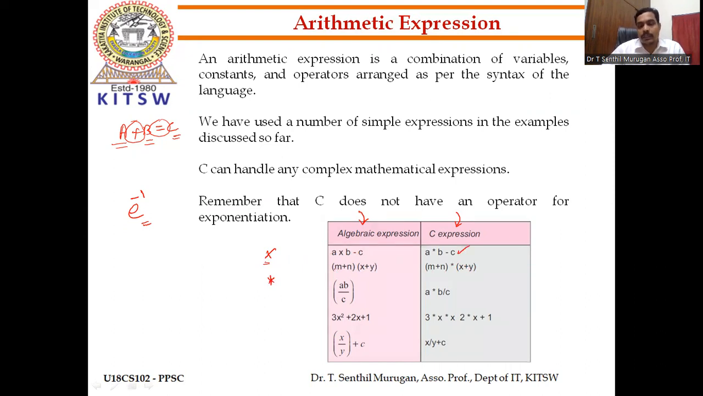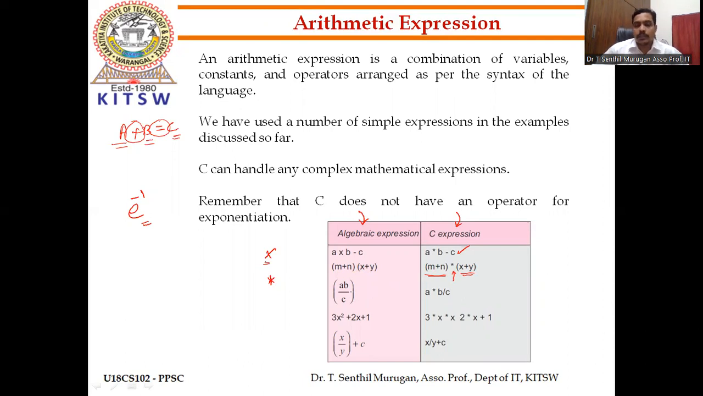In a normal algebraic expression, brackets are there, and if there is no symbol in between, we can easily understand that there is multiplication. But in a computer, we have to give the proper operators. So m plus n, multiplication symbol asterisk, then x plus y. How do we write it?